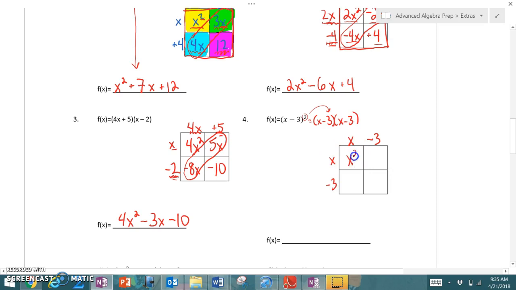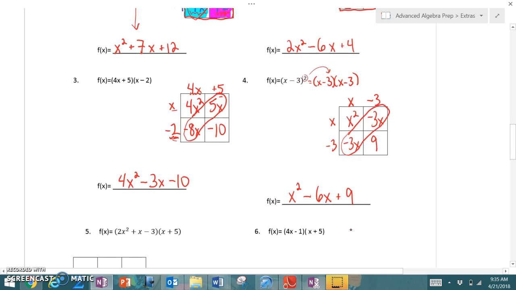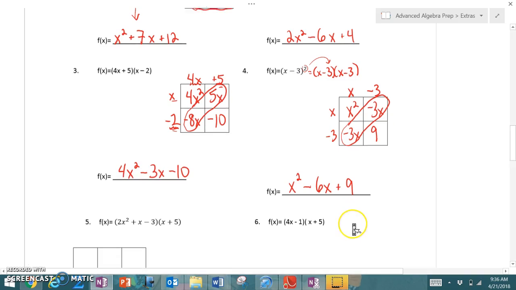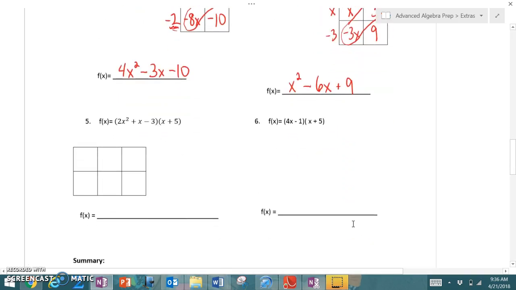X times x is x squared. Negative 3 times x is negative 3x. Negative 3 times x is negative 3x. And then negative 3 times a negative 3 is a positive 9. X squared is by itself. I have a negative 3x plus a negative 3x is a negative 6x, or you can do plus negative, and then plus 9. Alright, so that one was similar, but again, you had to recognize to write it out as x minus 3 times x minus 3. But now this next one changes it up quite a bit.